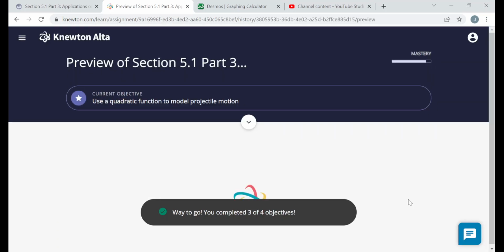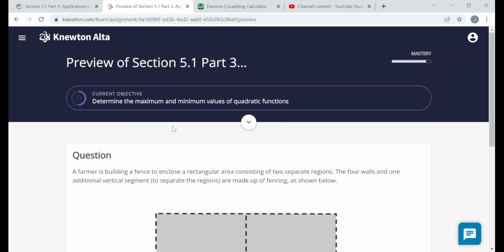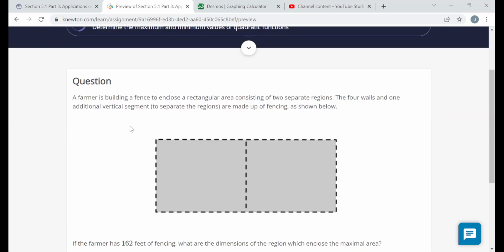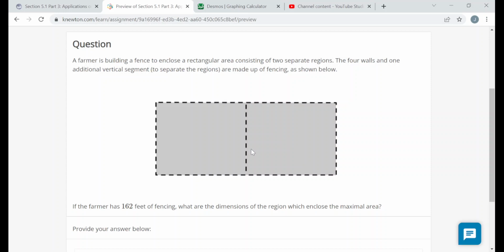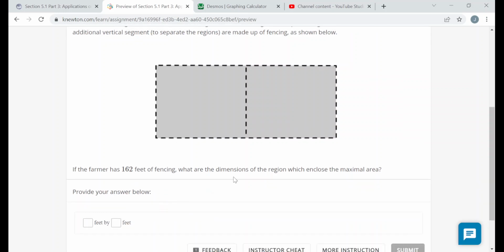It's got one more objective left. That was the maximum, these word problems. All right, so once again, similar to the second example we saw in this objective, we've got all this fencing here, and it's another rectangle. So the area is length times width. This time there's 162 feet of fencing. And again, what are the dimensions? What are the length and width of this rectangle that will enclose the maximal area, right, the largest area?